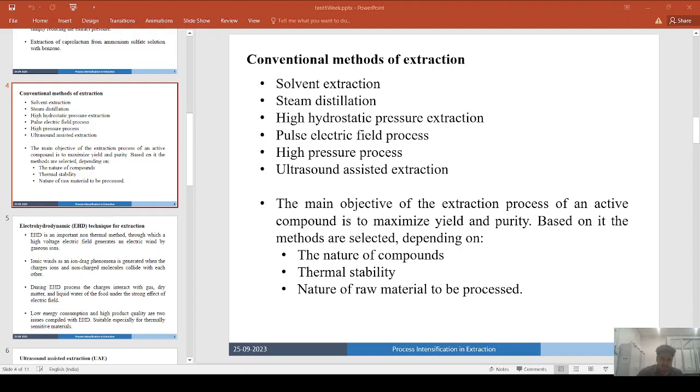Now these methods are time consuming and may require fairly long time, with lower yields depending on the diffusion rates of the solvents through the tortuous path of the material.